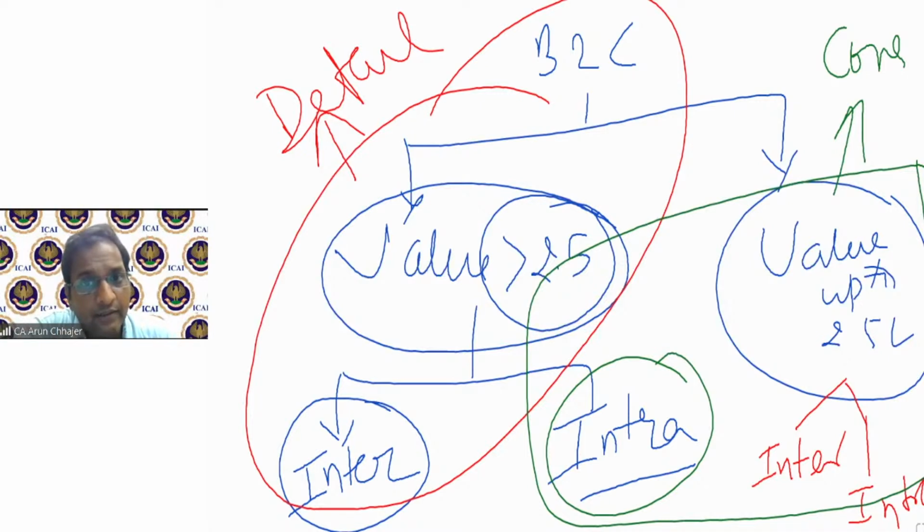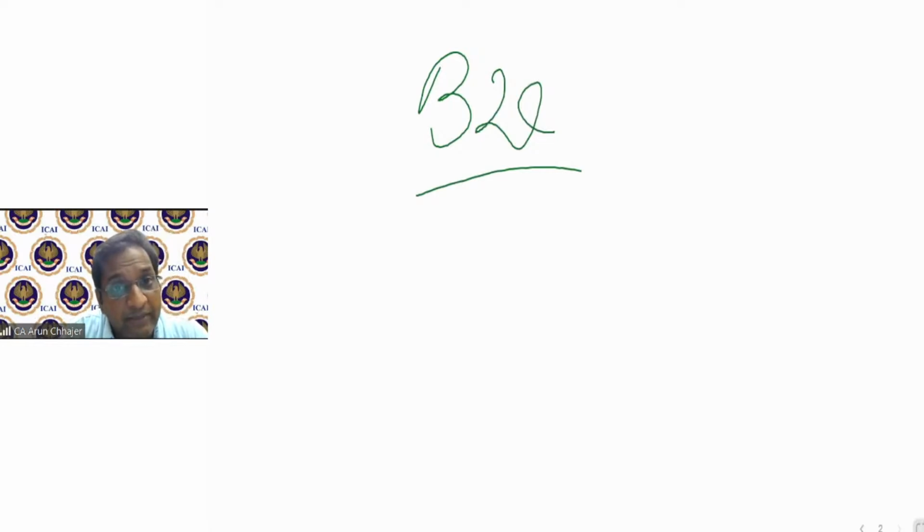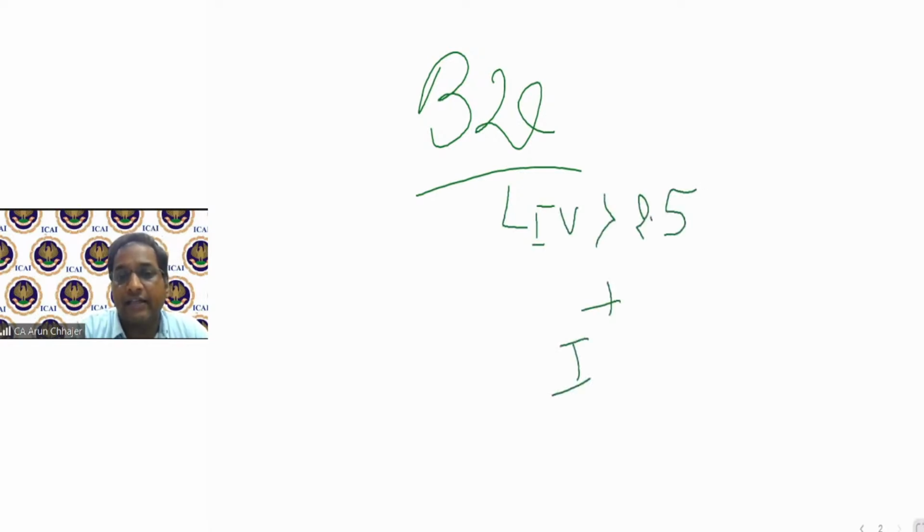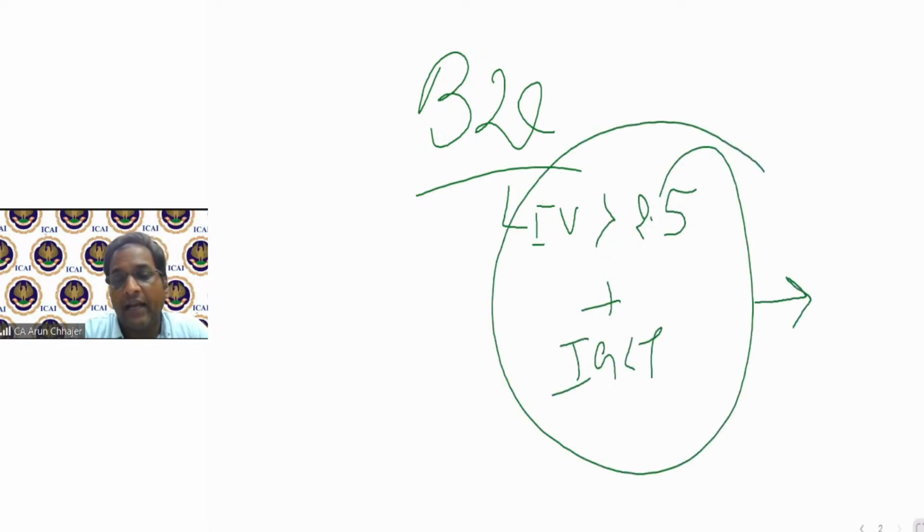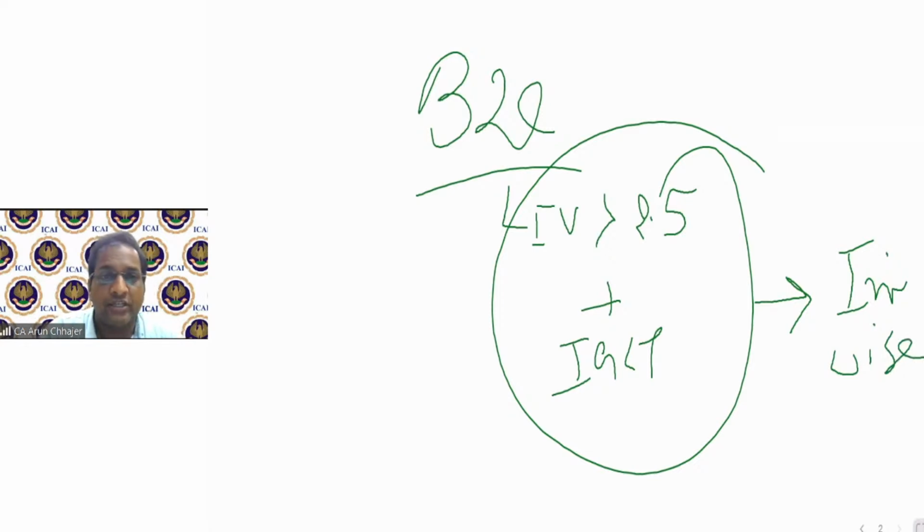Let me repeat once again. If my supply is B2C, what does B2C mean? Registered to unregistered party. Which type of the transaction will be invoice wise? If invoice value is more than 2.5 lakh plus interstate, it means only IGST. These details would be reported as invoice wise, and rest B2C will be consolidated.